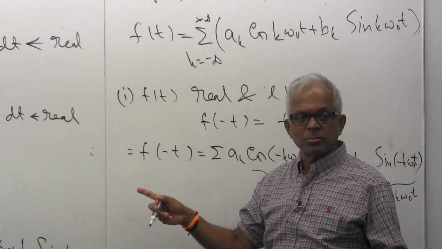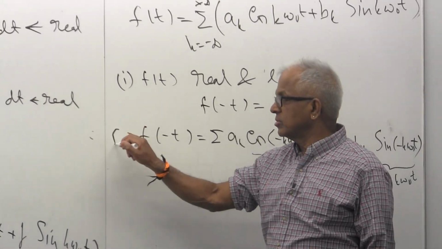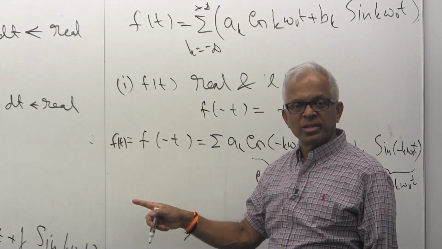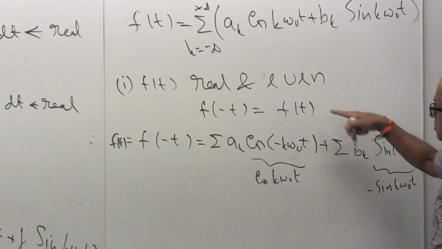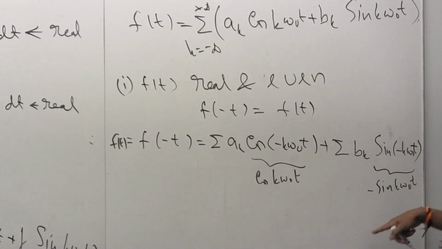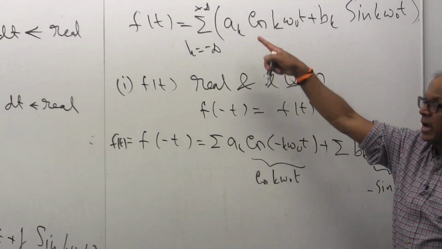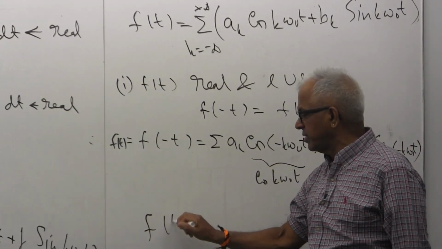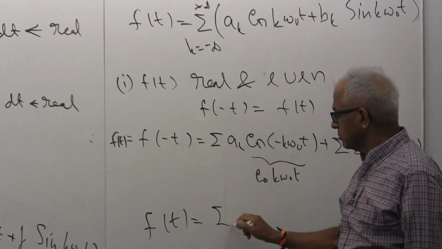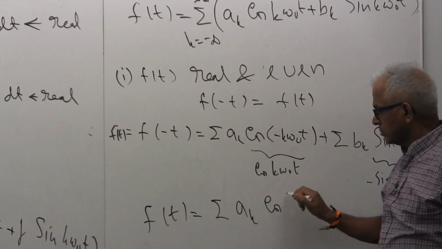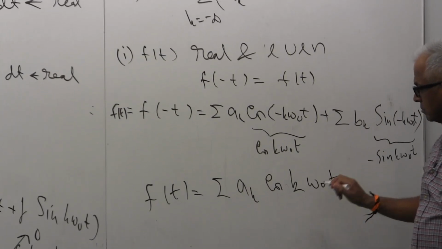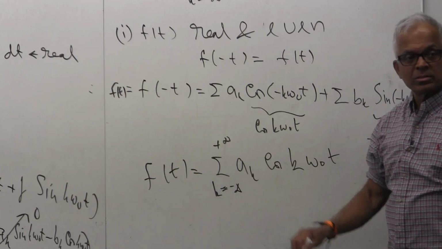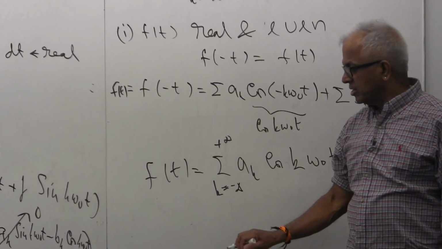But f of minus t is the same as f of t because it's even. So add this plus this. What do you get? 2f(t). What happens to the last term? This and this add up, you get 2. So do you see this f(t) is, yes? And I can simplify this further.